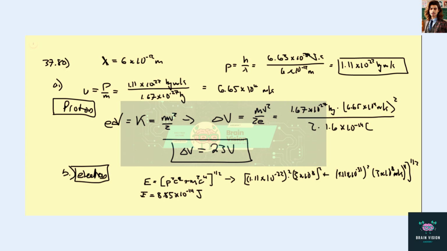So if this is the total energy, we need to find the kinetic energy first, because we can use this relation we have up here only if we have the kinetic energy. So if this is the total energy, then the kinetic energy is just E minus the rest energy. So let's do that. So this is 8.85 times 10 to the negative 14 joules minus 9.11 times 10 to the negative 31 times 3 times 10 to the 8th, and then this is squared. Okay, so if we plug that in, we get a kinetic energy of 6.5 times 10 to the negative 15 joules.